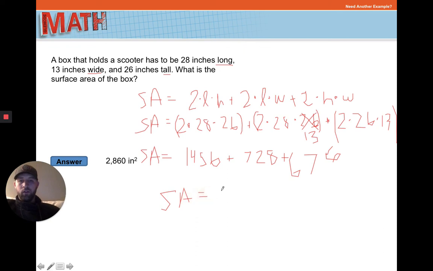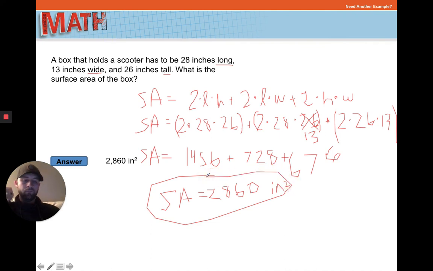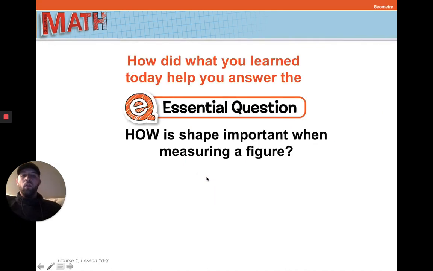Surface area in this case is 2,860, and then we have inches as our unit. Hopefully you're thinking squared because we're working with area. Okay. All right.